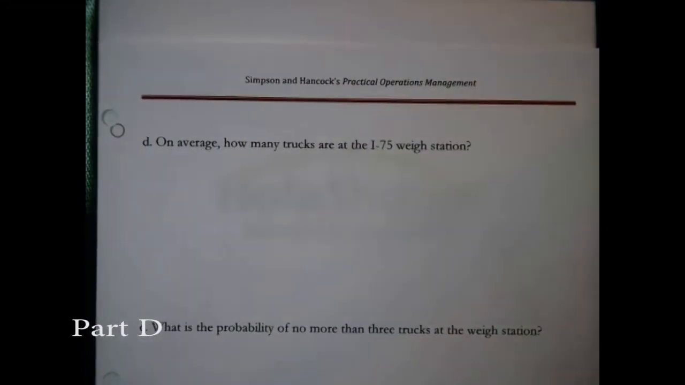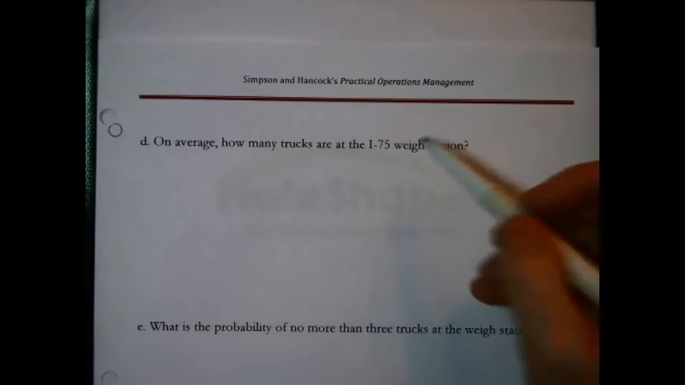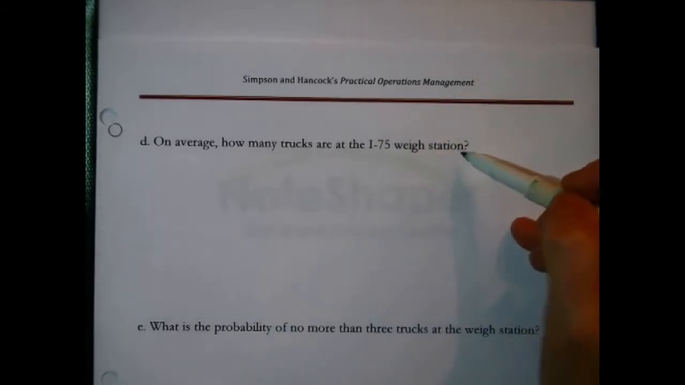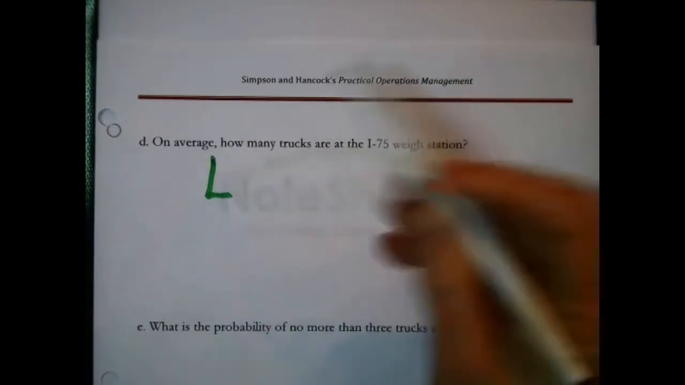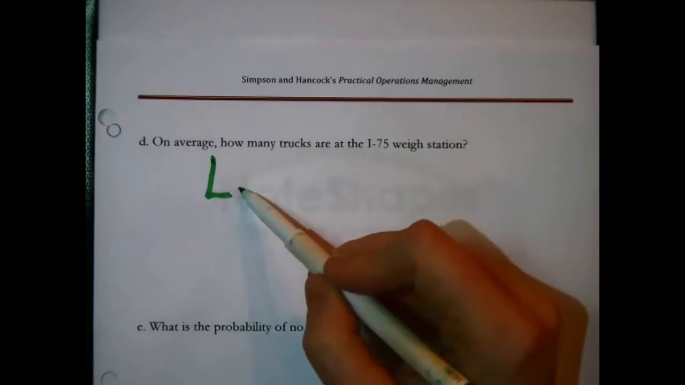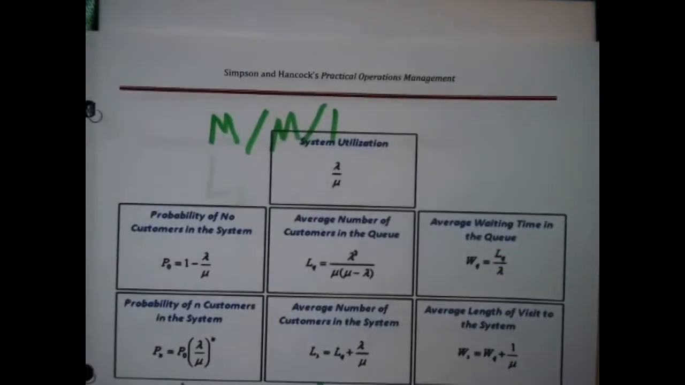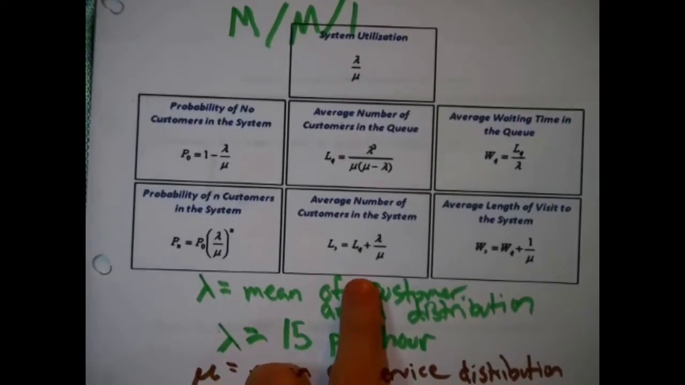Two others. On average, how many trucks are at the I-75 weigh station? How many trucks are, and they said, no, didn't we just do that, 4.1667? That was how many trucks were in the line. This includes any truck that's being weighed as well. It's just like the total population at the station. The symbol is L. It's still a count, but L sub S for total number in the system. There's LQ, right? We said, well, we know that. And then down below it on this particular formula, there's LS.